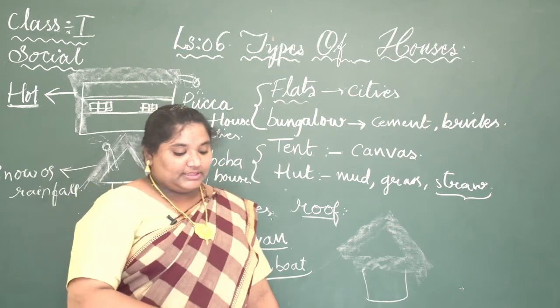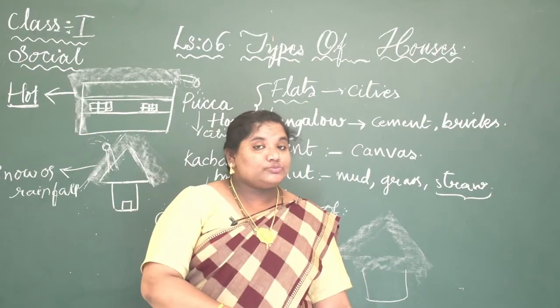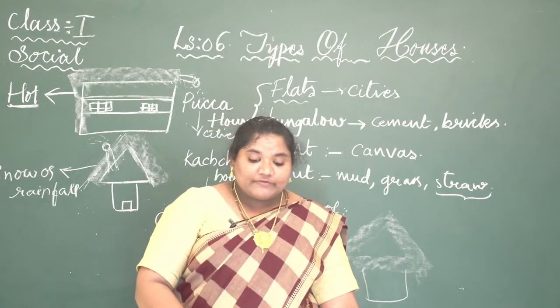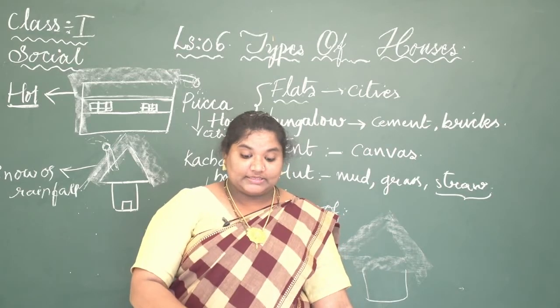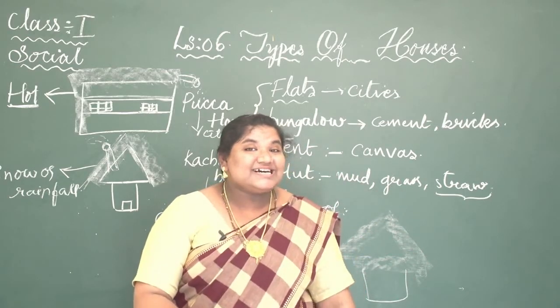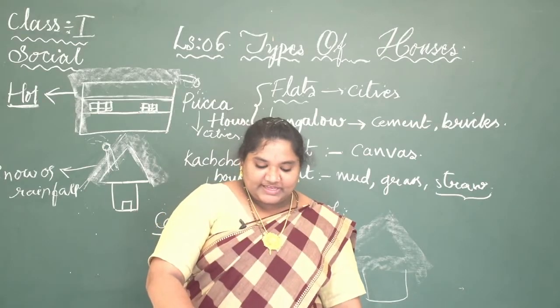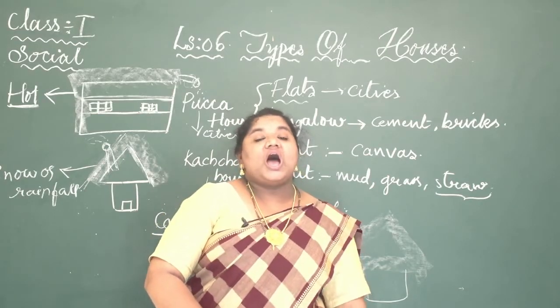Very good. Then this is used with snow. Snow is white in color, so that is why it is not having any color. It is white in place and it is constructed using snow. What is it, sir? Yes, igloo. Which of these is a kacha house?